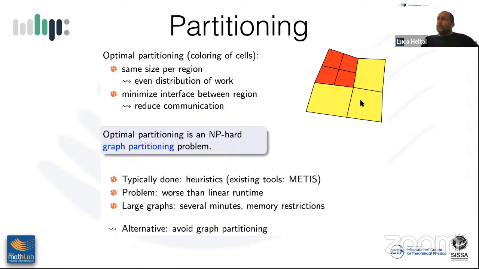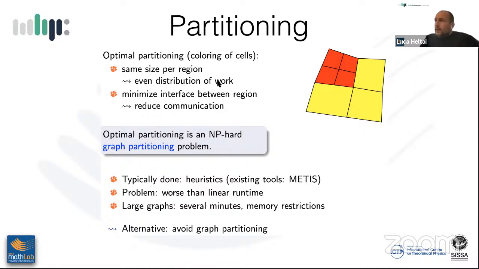If you want to do this for a very large number of processors in a very large domain, it might be much more difficult. This is an NP-hard problem, a graph partitioning problem. There are a lot of tools that allow you to do that heuristically. The goal that they try to achieve is to have a balanced distribution of the work, so a balanced number of cells on the different regions, and they try to minimize the interface between the regions.